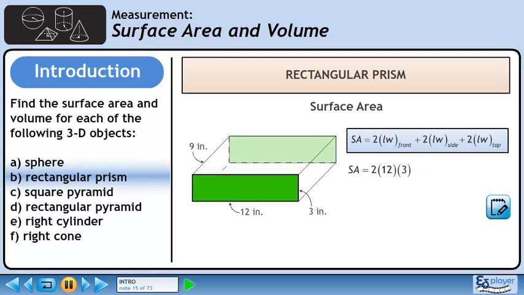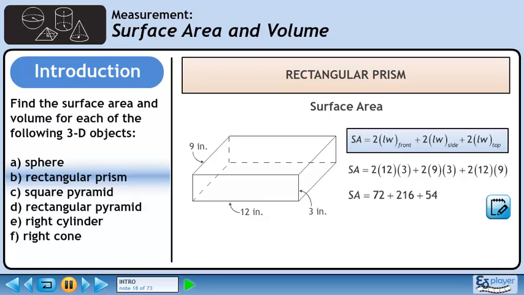The front has dimensions of 12 inches by 3 inches. Plug these values into the formula. The side has dimensions of 9 inches by 3 inches. Plug these values into the formula. The top has dimensions of 12 inches by 9 inches. Plug these values into the formula. Perform the multiplication in each term. The surface area of the rectangular prism is approximately 342 square inches.